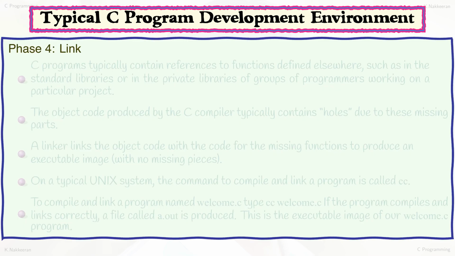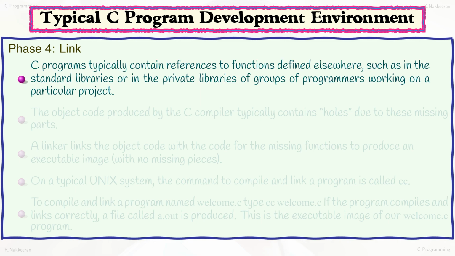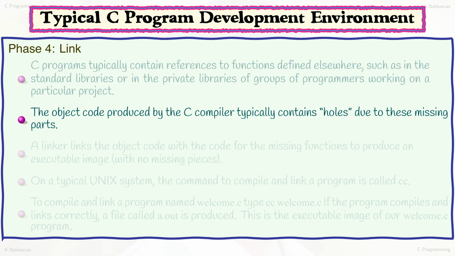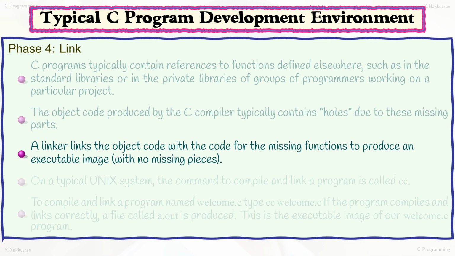Phase 4 in the C program development environment is the link. C programs typically contain references to functions defined elsewhere, such as in the standard libraries or in the private libraries of groups of programmers working on a particular project. The object code produced by the C compiler typically contains holes due to these missing parts. A linker links the object code with the code for the missing functions to produce an executable image with no missing pieces.